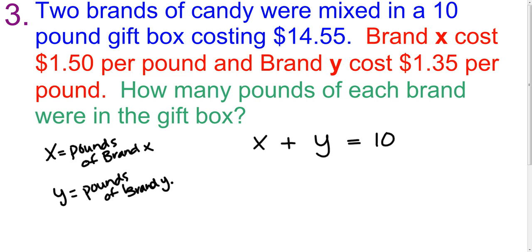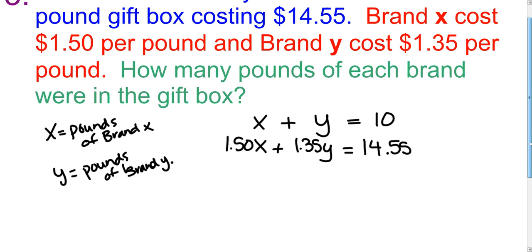Then you're going to make another sentence that has to do with cost. So it costs you $1.50 for every pound of brand X that you have. So your next one would be $1.50 for every pound of brand X plus $1.35 for every pound of brand Y. And then your total cost would be $14.55. Okay, so there's your two equations.